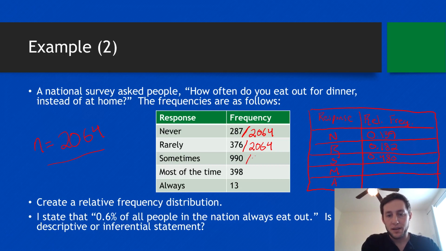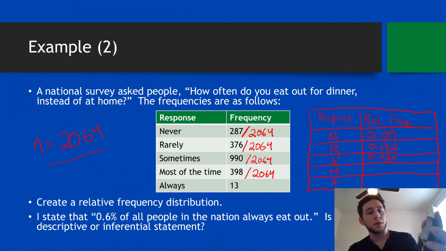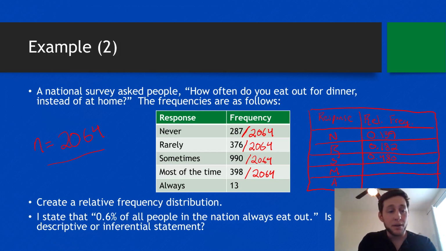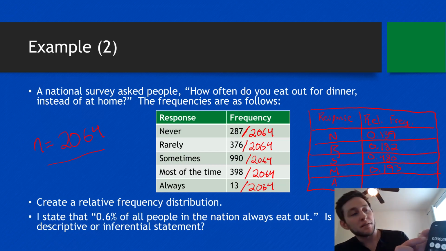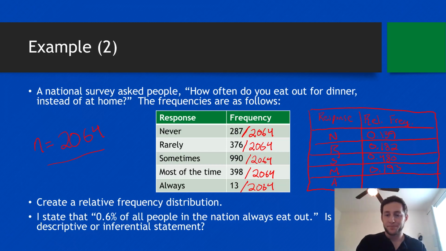So we already did this, 2064. Now we divide 398 by 2064. So 398 divided by 2064. Okay, we get 0.193 when we round. And last but not least, 13 divided by 2064. Feel free to do this at home. Okay, we got 0.006.